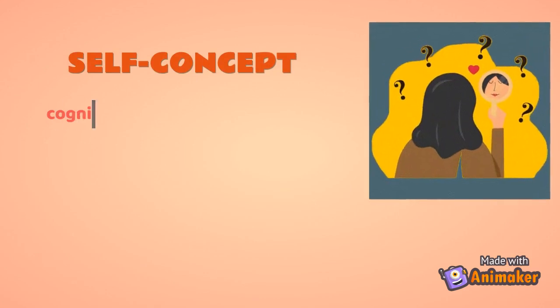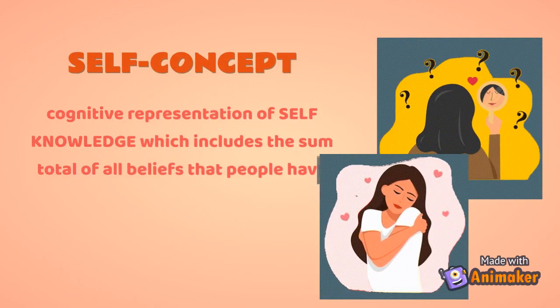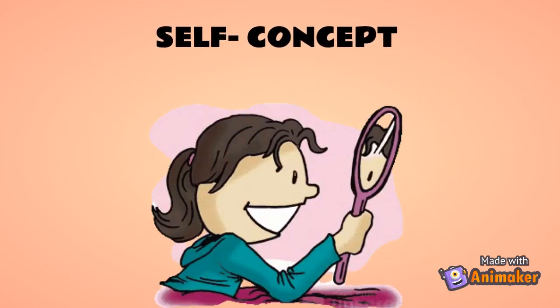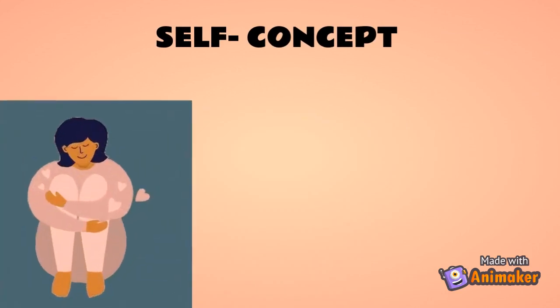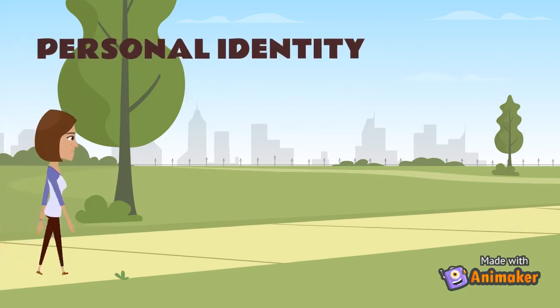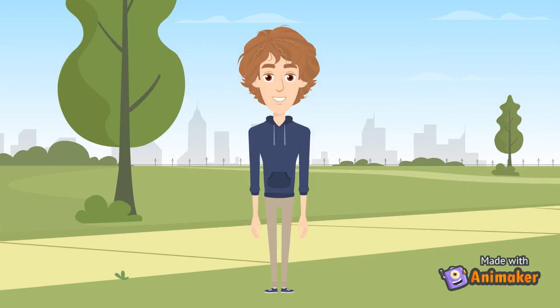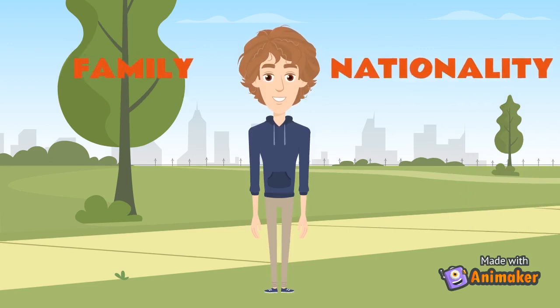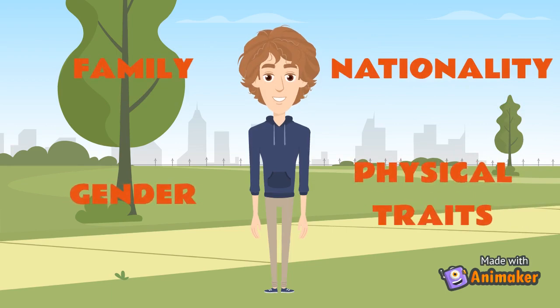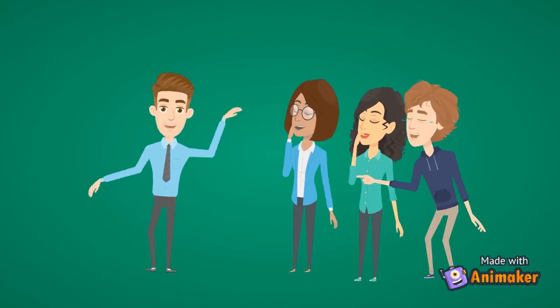Self-concept: cognitive representation of self-knowledge, which includes the sum total of all beliefs that people have about themselves. Self-concept is a wide picture of who we are in terms of bodily, mental, social, and spiritual selves. Personal identity: this is the concept a person has that develops over the years. This includes the aspects of when he was born, family, nationality, gender, physical traits, choices he makes, what he does for a living, and who his friends are.